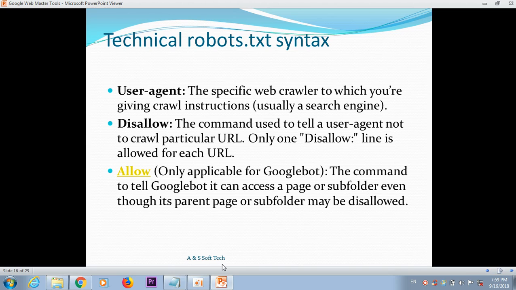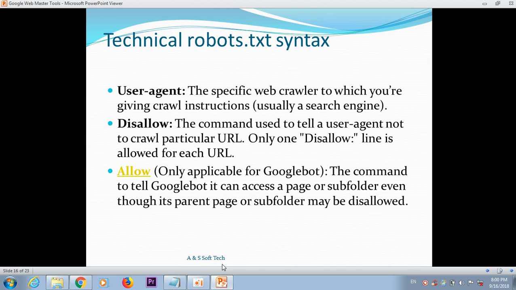In this session the user agent means Google or a search engine like that. Allow is only applicable for Googlebot. This command tells the user agent Googlebot that it can access a page or subfolder even though the parent page or subfolder may be disallowed. If there is a root folder and a child folder, and you want to access the child folder but not the root folder, the allow command is used.